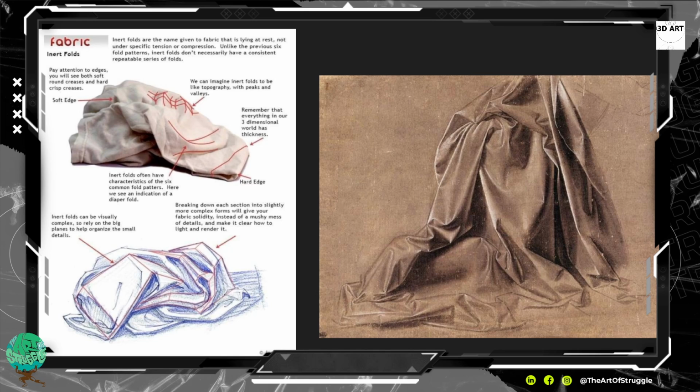All right. Insert folds can be visually complex, so rely on big planes to help organize the small detail. Breaking down each section into slightly more complex forms will give your fabric solidity instead of a mushy mess of detail. And make it clear how to light and render it, because where it folds under, you'll see that it's getting darker because that's now in shadow and everything else will be in light.